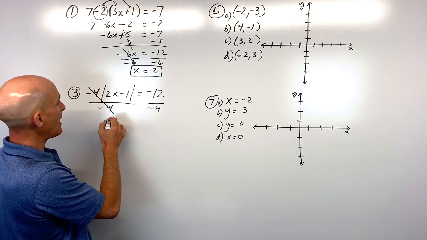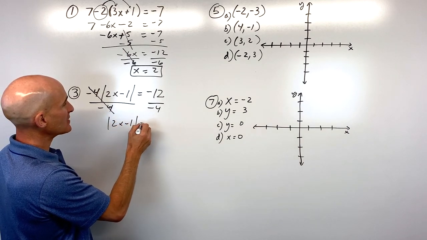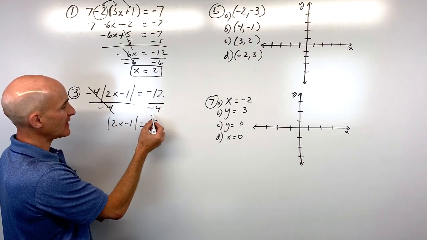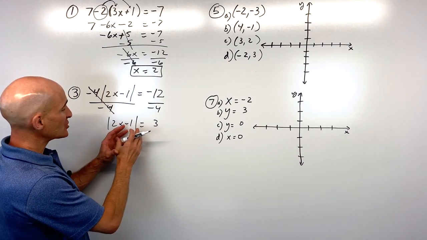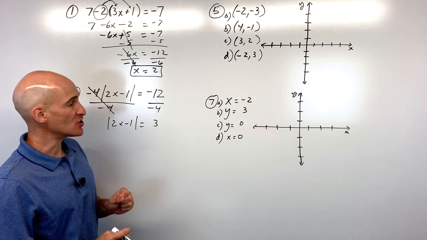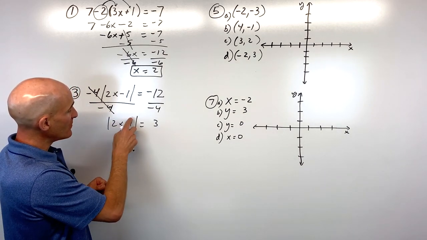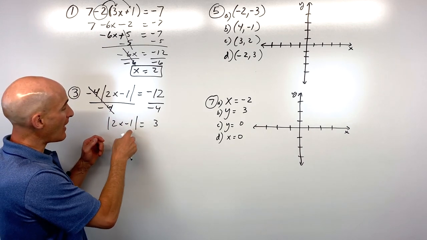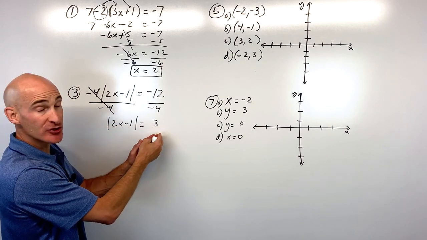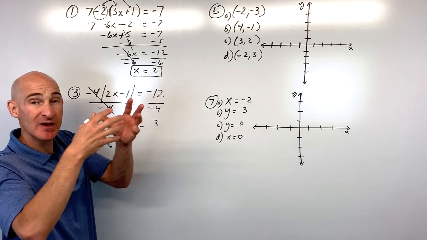Okay, so those cancel out. We have the absolute value of 2x minus 1 equals positive 3, because a negative divided by a negative is positive. But then from here you want to split this up into two equations. Whatever was in here originally could have been negative 3, and when you take the absolute value, that makes it positive 3. Or it could have been positive 3. When you take the absolute value, that's also going to be positive 3. So the absolute value always makes it positive.